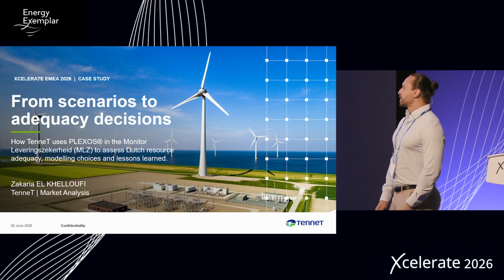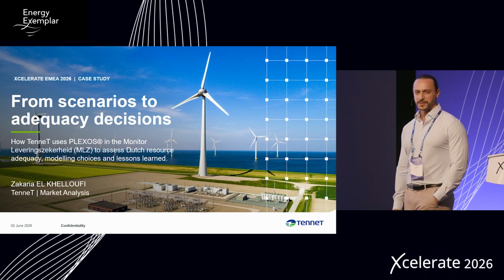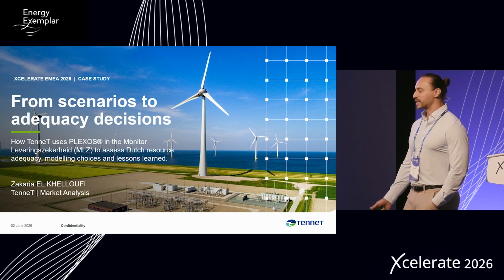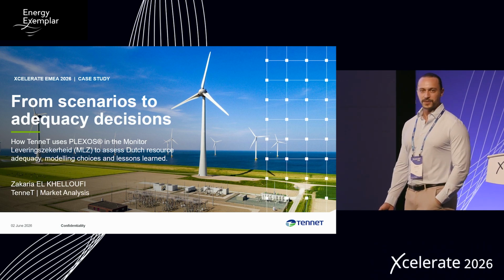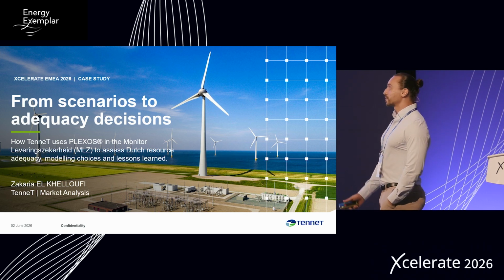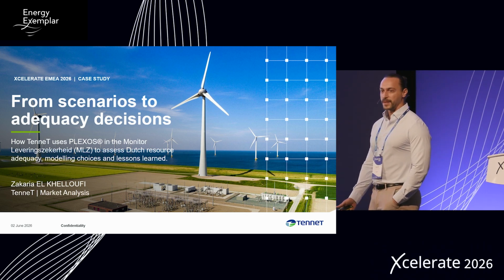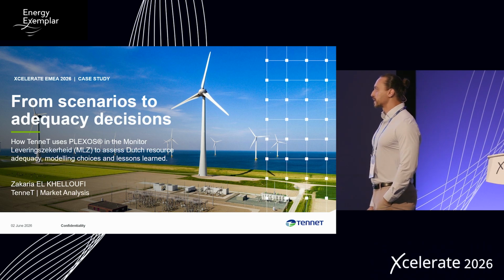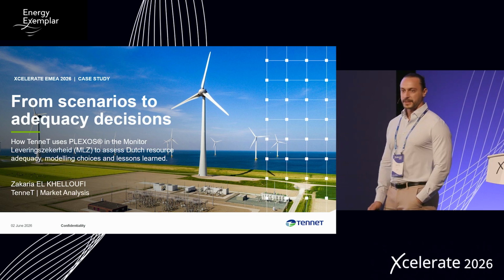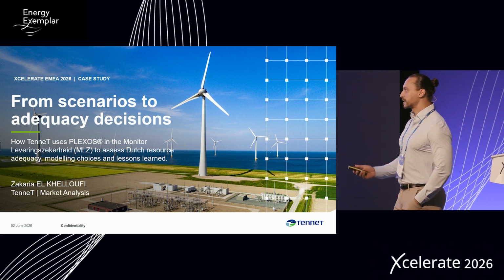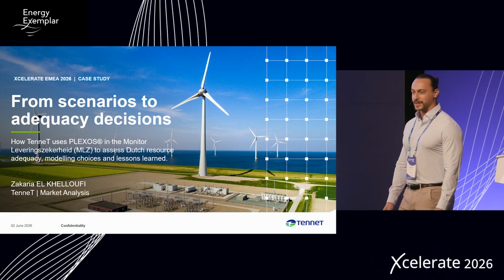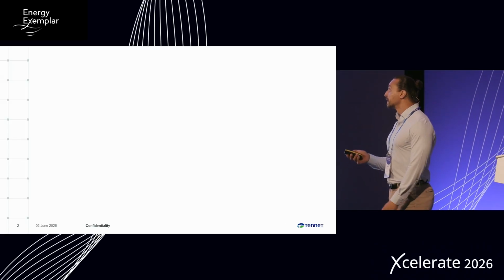I chose for a title today "From Scenario to Adequacy Decisions" because people who really work with such studies know that the challenge that we have is not only how to model in PLEXOS or how to run simulations, but also how to translate our scenarios into adequacy indicators. I will be focusing on three main things: how to assess resource adequacy, the modeling choices for this study itself, and the lessons learned after running this study for at least 3 or 4 years now using PLEXOS.